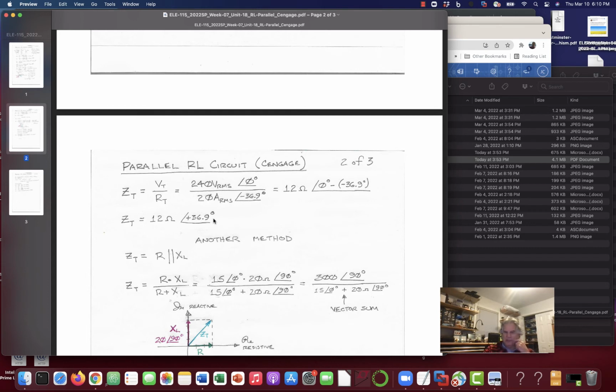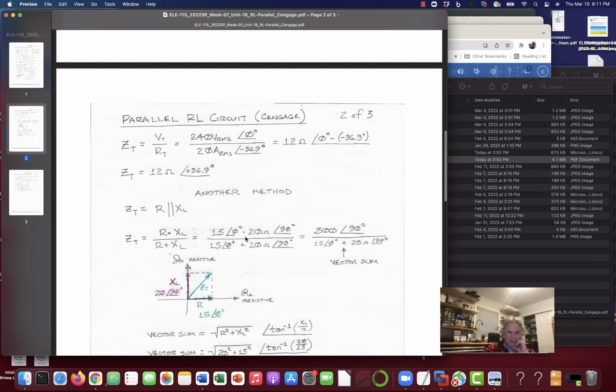And it should be plus because this is an inductive circuit. It may be a parallel circuit, but it's still an inductive circuit. So the impedance should be at a positive angle because, you think about it, the inductive reactance sticks up, R sticks out, the resultant vector has to be at some angle here. Okay.